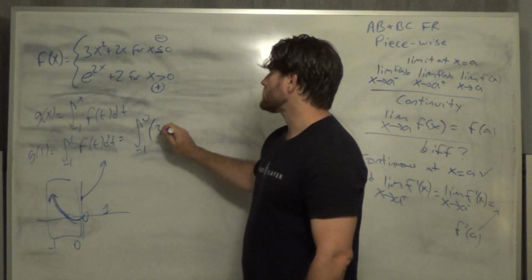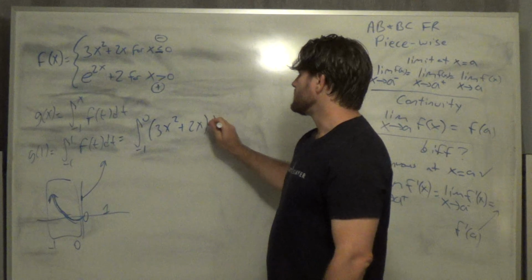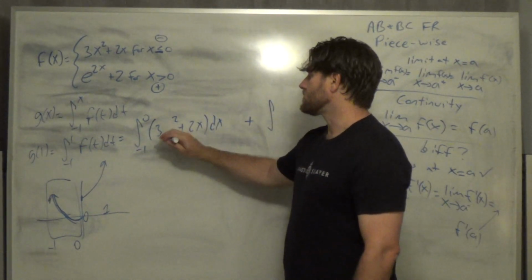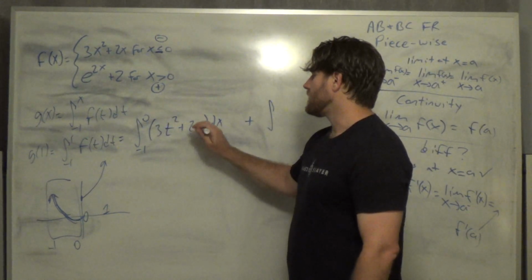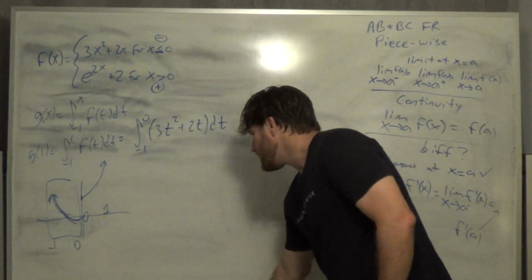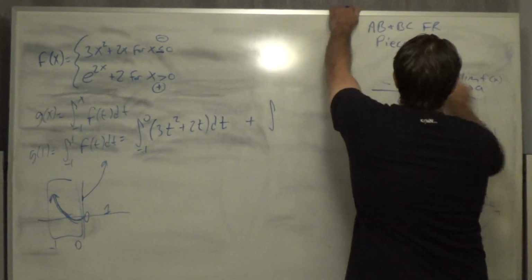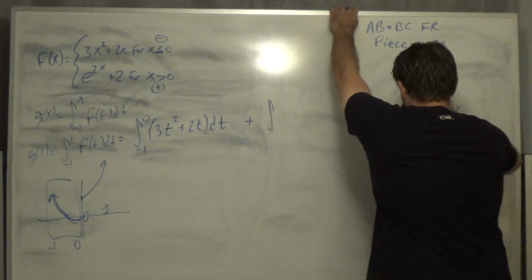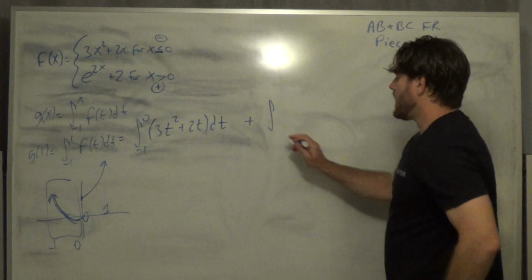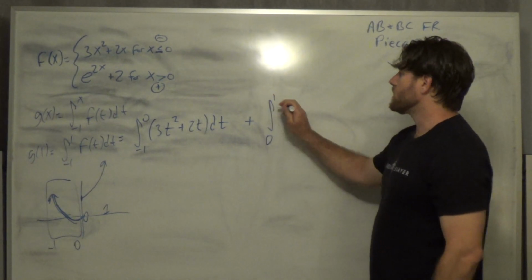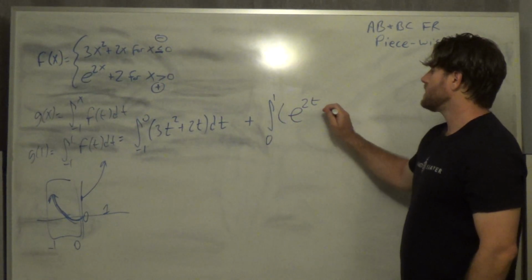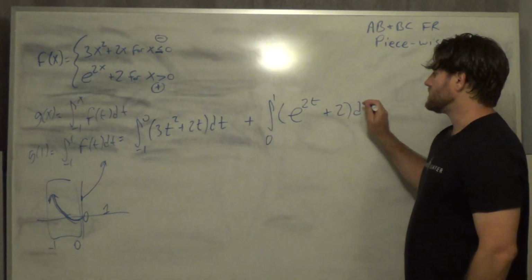So 3x squared plus 2x dx plus, and again, technically we're supposed to use t's. Let's just hope if you somehow mess this up and you use x's, they're not picky, but you never know. So I'm going to do it right. All right, and then from 0 to 1, we are using this equation. So e to the 2t plus 2 dt.